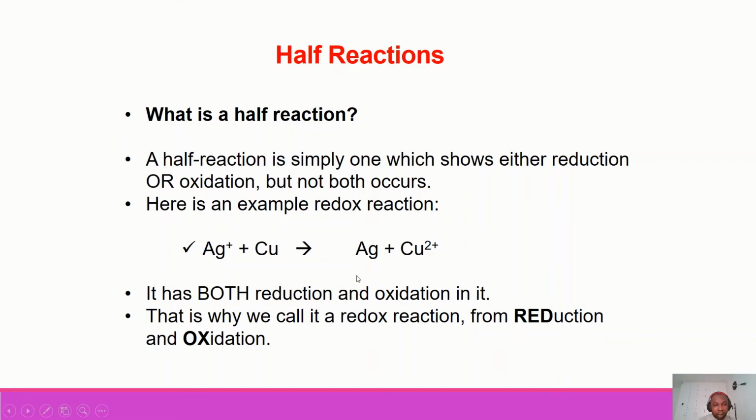So for example, you have silver ion reacting with copper. Then you have silver and copper 2+. So from here, silver is moving from +1 to 0. Is that oxidation or reduction? That is reduction. We also have copper moving from 0 to +2. That is oxidation. So when you want to write, you write them separately.